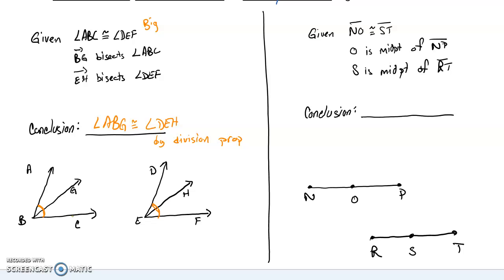And then same idea, if I have been given that segment NO is congruent to segment ST, and that O is a midpoint and S is a midpoint, I can now conclude these are my small segments. I can now conclude that my big segments, segment NP, is going to be congruent to my other big segment, segment RT, by the multiplication property. So small to big is multiplication, big to small is division.